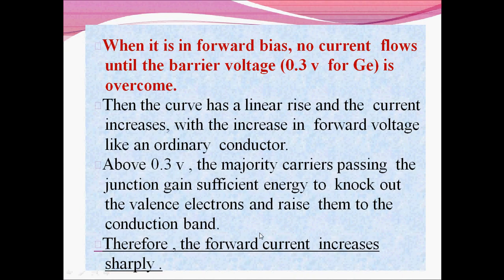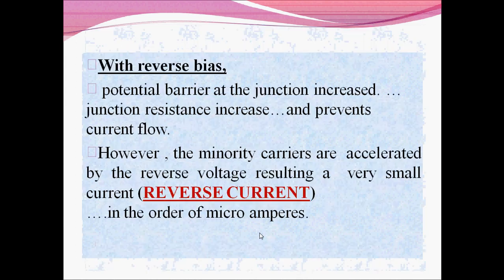When it is in forward bias, no current flows until the barrier voltage is overcome, that is 0.3 volt for germanium and 0.7 volt for silicon. Then the curve has a linear rise and the current increases with the increase in forward voltage like an ordinary conductor. Above 0.3 volt, the majority carriers passing the junction gain sufficient energy to knock out the valence electrons and raise them to the conduction band. Therefore, the forward current increases sharply.